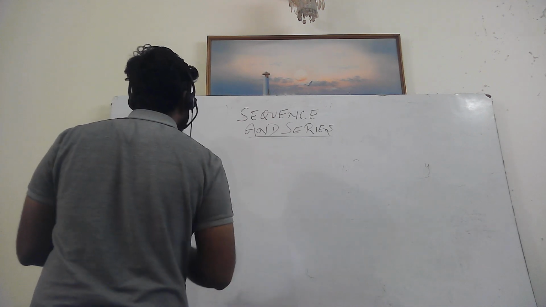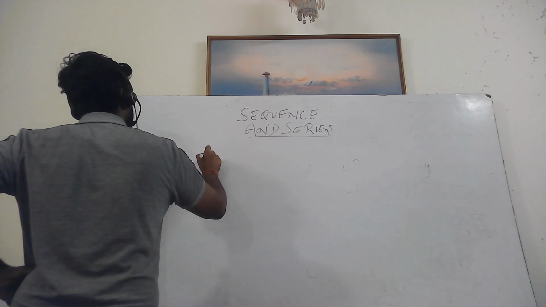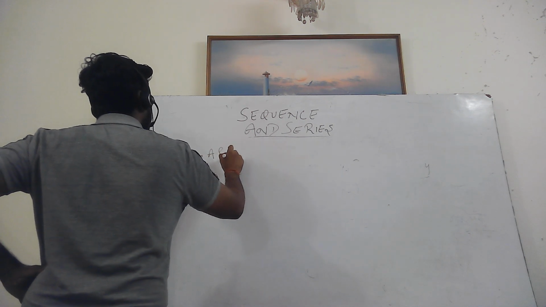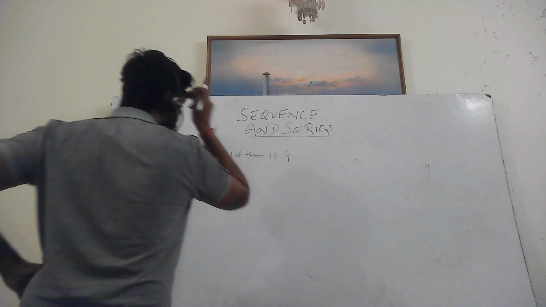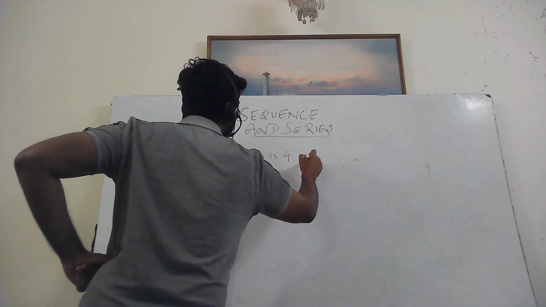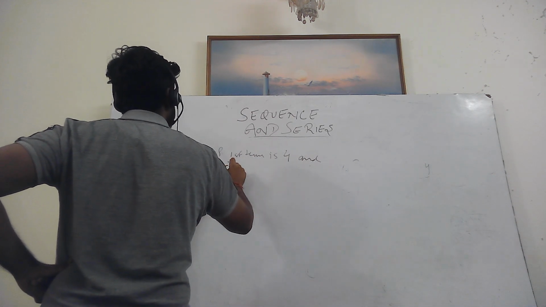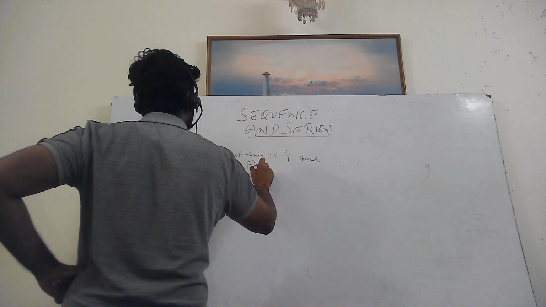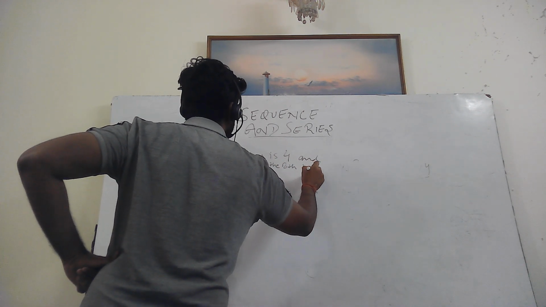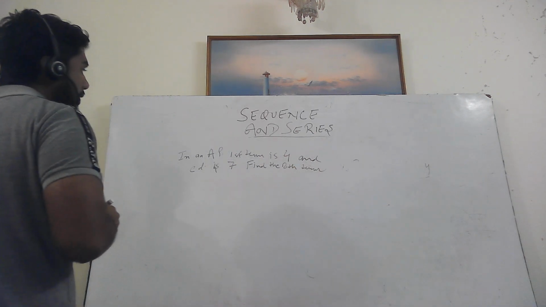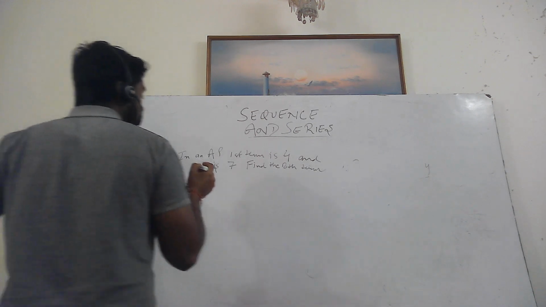So if I ask you a very simple question, in an AP, first term is 4 and common difference is 7. Find the eighth term. Very basic question. In an AP, first term is given, common difference is given, and you have to find the eighth term. So how to proceed for this?